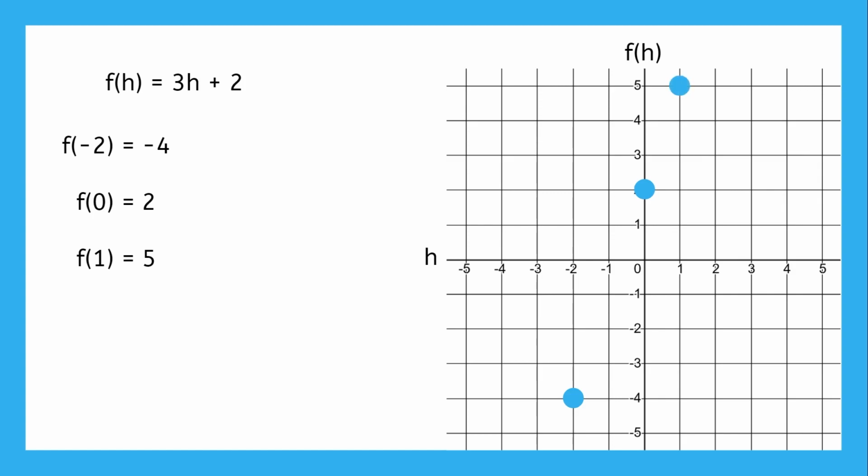We're starting to see a pattern here. Any input we use will give an output along this line. So if we wanted to know the output for an input of -1, we'd look on the line and see this point here, showing the output as -1.